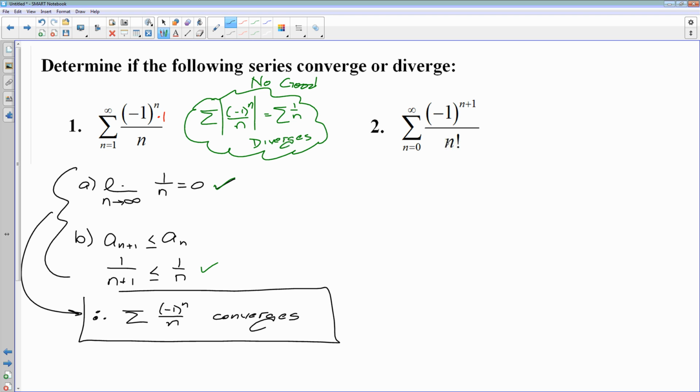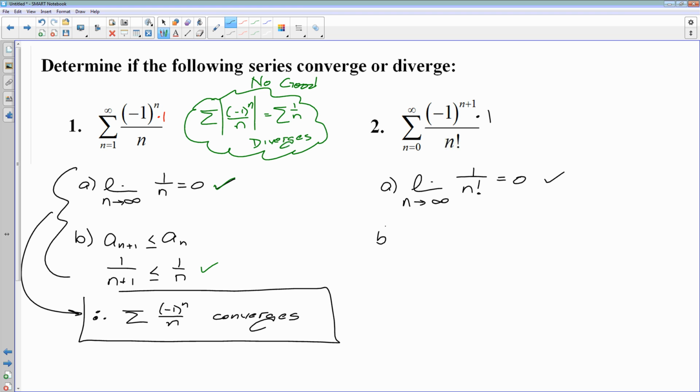Let's try this one. We have an alternating series with my numerator being (-1)^(n+1). The sequence, if I eliminate the alternating series aspect of it, is just 1 over n factorial. So first, is it true that my terms approach 0? As n approaches infinity, is 1 over n factorial 0? And it is. That's true. So I'm good with that.